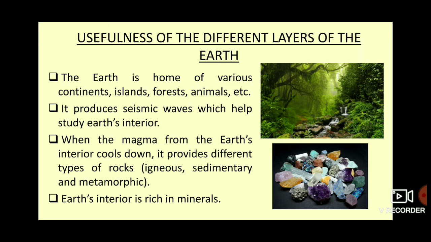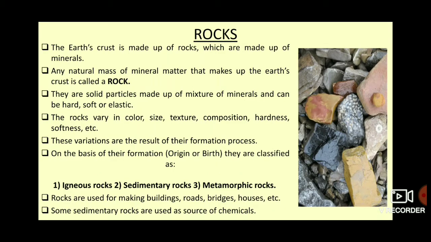When the magma from the earth's interior cools down, it provides different types of rocks, for example, igneous, sedimentary, and metamorphic. Before discussing about these rocks separately, let me explain you the rocks. The lithosphere is made up of rocks and minerals. Rocks are those materials which are obtained from the earth's crust. They include not only the hard material such as granite and marble, but also soft and loose materials such as chalk, clay, sand, and salt.